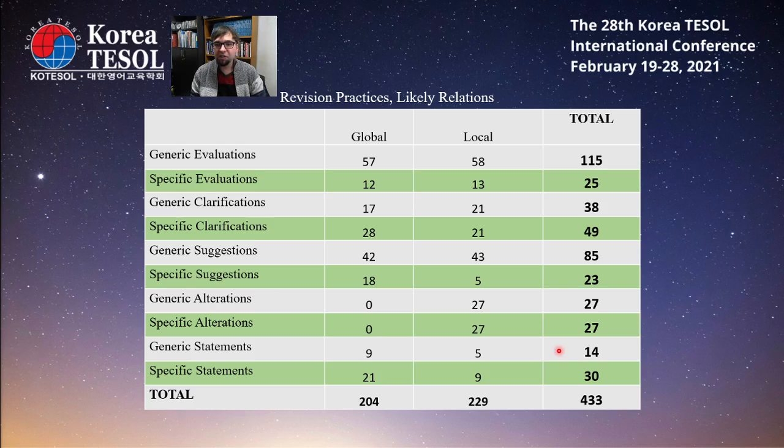There were just a couple of categories that showed up 0 here, but in this case, we were talking about alterations at the global level, which is not a category that's going to have much presence in peer response more often than not.